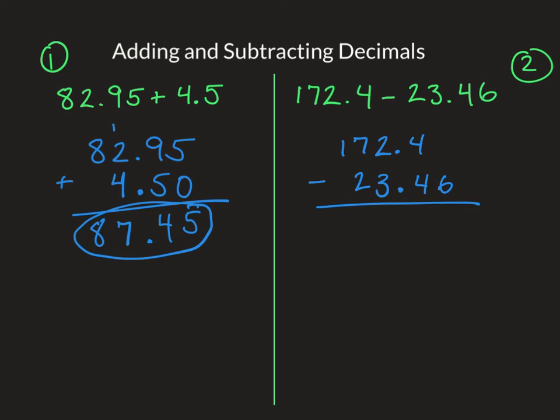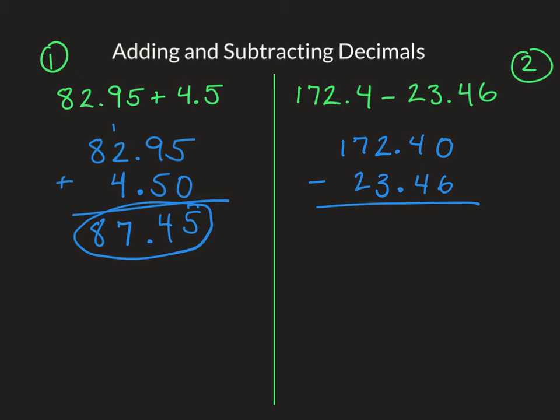Okay, now here it is very important that we annex zeros if we have holes in our number. So this isn't exactly a hole, but the 172 and 4 tenths has fewer digits after the decimal place than 23 and 46 hundredths. It does not have a number in the hundredths place. So we want to put a 0 or annex a 0 into that hundredths place because we want to make sure that we regroup as necessary.